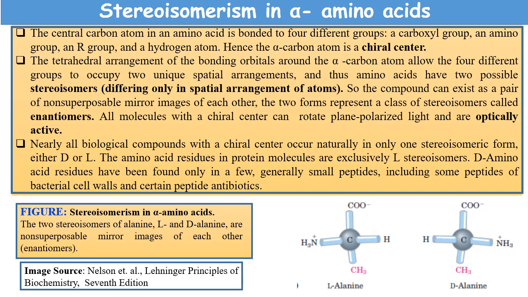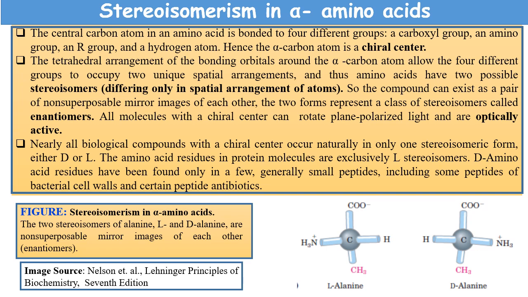Now, stereoisomerism in alpha amino acids. So as we know, the central carbon atom in an amino acid is bonded to 4 different groups, that is a carboxyl group, an amino group, an R group and a hydrogen atom. Hence the alpha carbon is a chiral center. The tetrahedral arrangement of the bonding orbitals around the alpha carbon atom allows the 4 different groups to occupy 2 unique spatial arrangements, and thus amino acids have 2 possible stereoisomers.